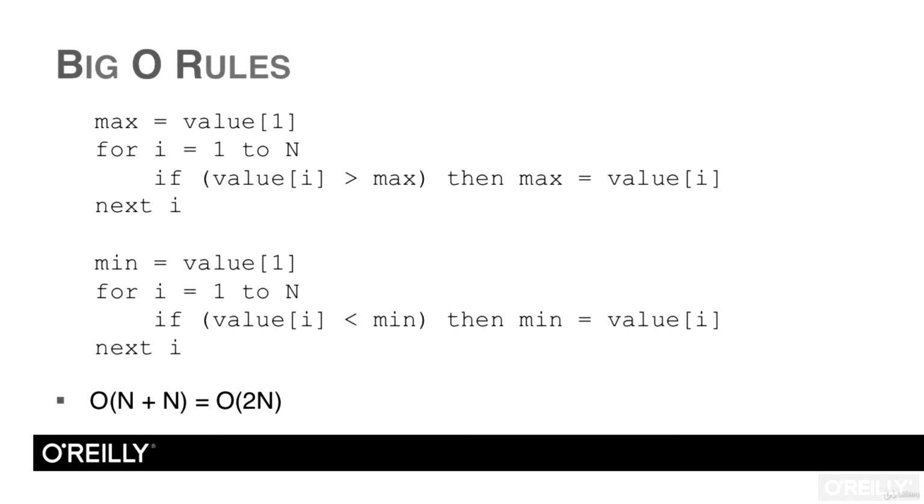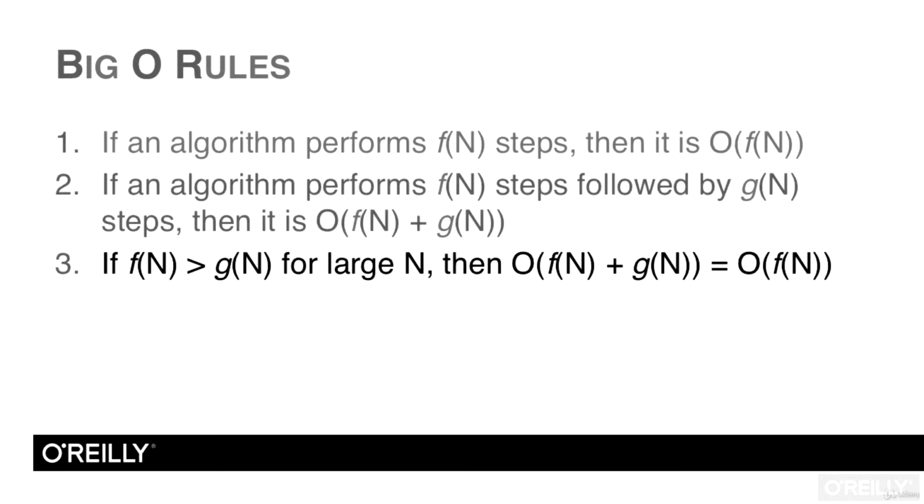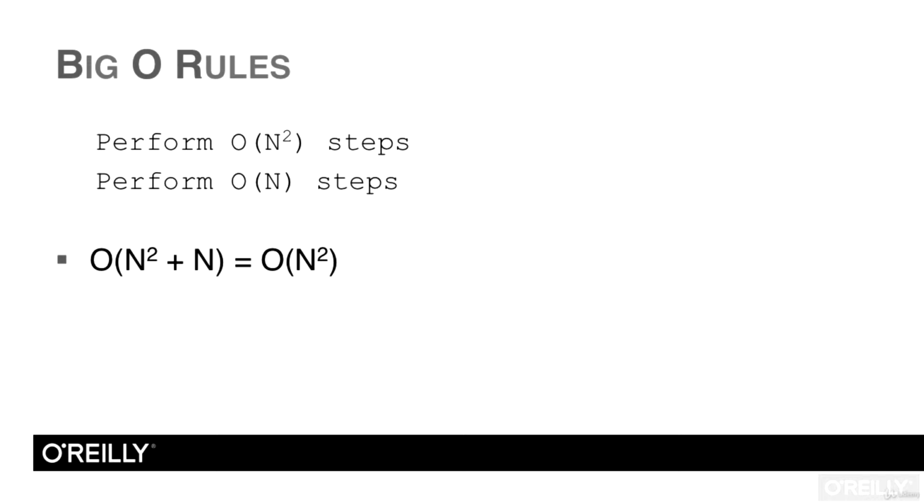If the algorithm performs some steps followed by some more steps, you can add the behavior of the two sets of steps. The third rule says, if the function f is larger than the function g for large problems, then you can simplify f plus g to be just f. Basically, this says you can round up. Because f is larger than g, eventually the function f will dominate the runtime, so you could ignore g. For example, suppose an algorithm performs order n squared steps, followed by order n more steps. The function n squared is bigger than the function n for large n, so this algorithm's performance is order n squared.